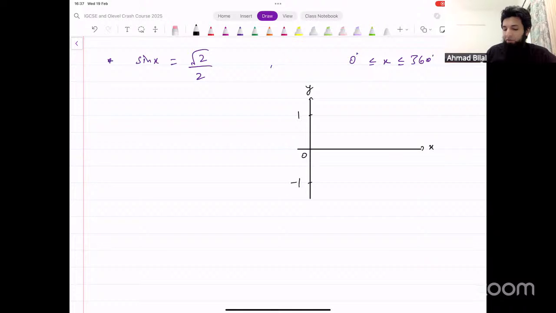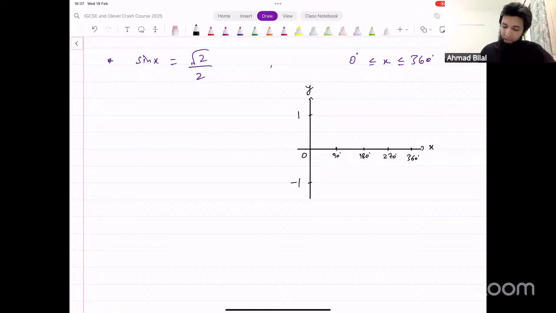Okay, now how do we solve this equation? Sine x equals square root of 2/2. What does the sine graph look like? We should be able to quickly draw that from 0 to 360. This is 180. This is 90. And this is 270.